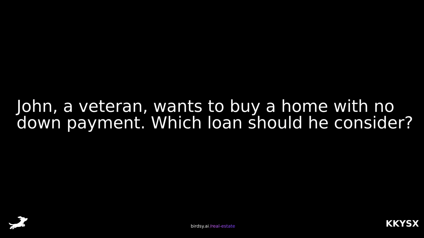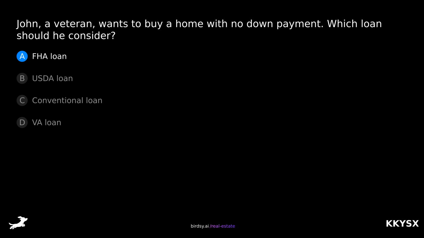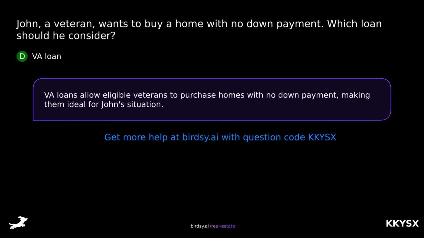John, a veteran, wants to buy a home with no down payment. Which loan should he consider? Is it A, FHA loan, B, USDA loan, C, conventional loan, or D, VA loan? The answer is D, VA loan. VA loans allow eligible veterans to purchase homes with no down payment, making them ideal for John's situation.